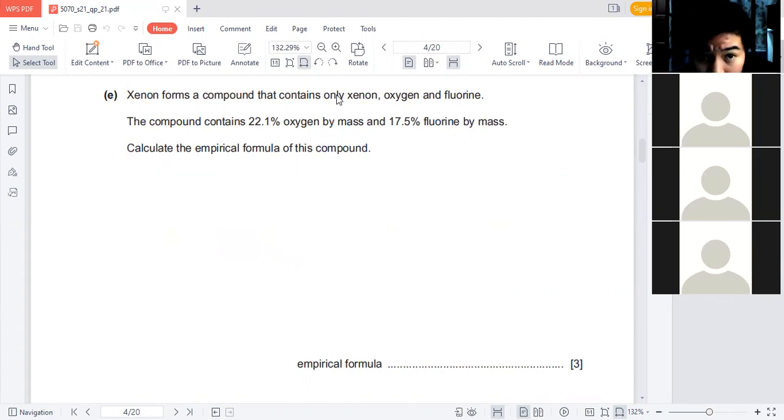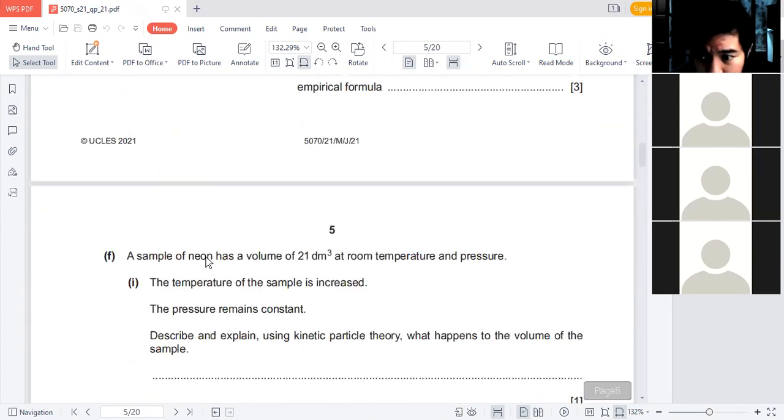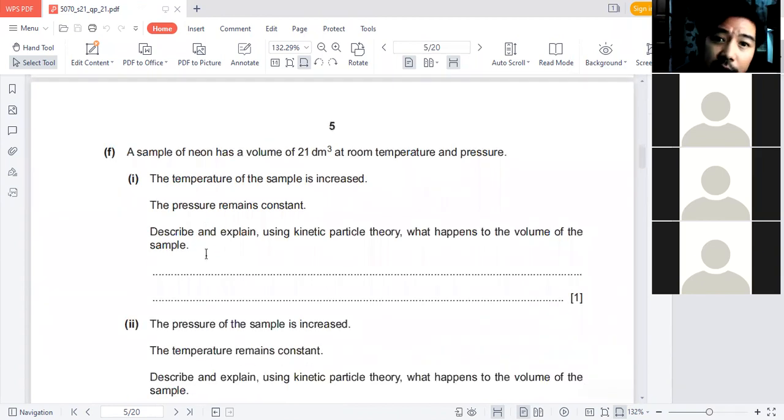So move on. A sample of neon has a volume of 21 dm cube at room temperature and pressure. Now this is all the information you have to underline. You can put it in a box anyway. So volume of 21 at room temperature and pressure. The temperature of the sample is increased.